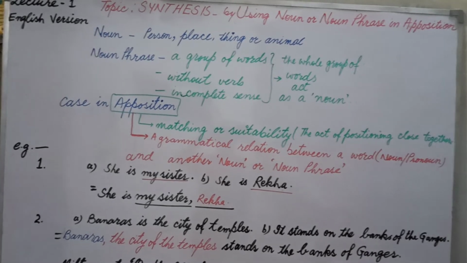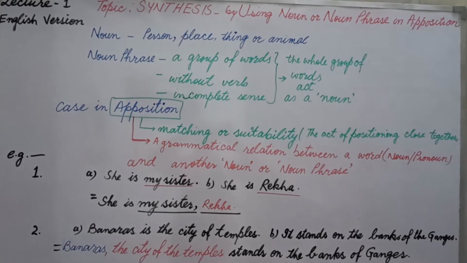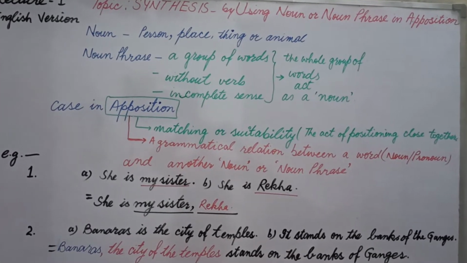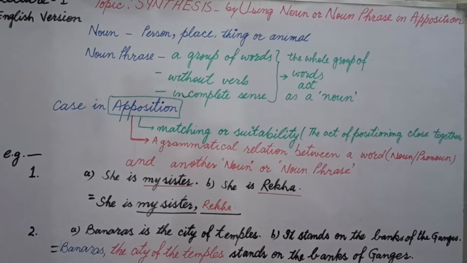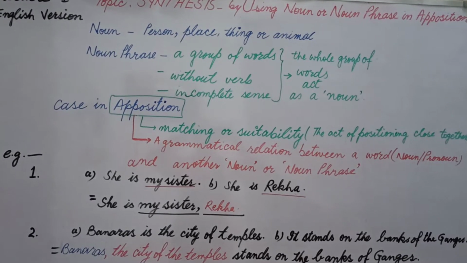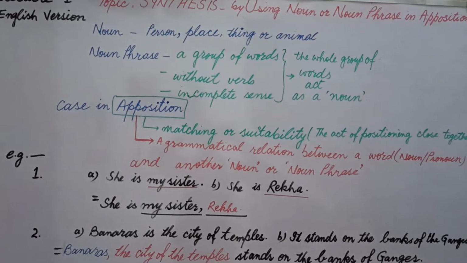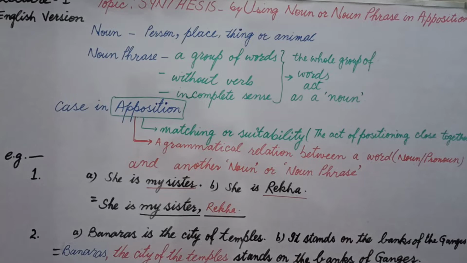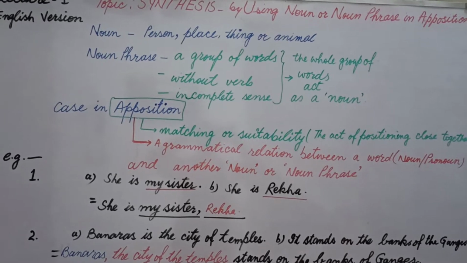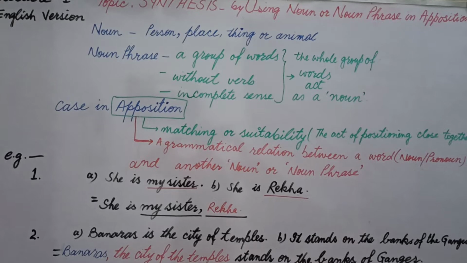Now let's understand what is phrase, because these technical terms are going to be used. A phrase is a group of words without verb, and it has incomplete sense. When all these characteristics of a phrase act like a noun, it is called noun phrase.